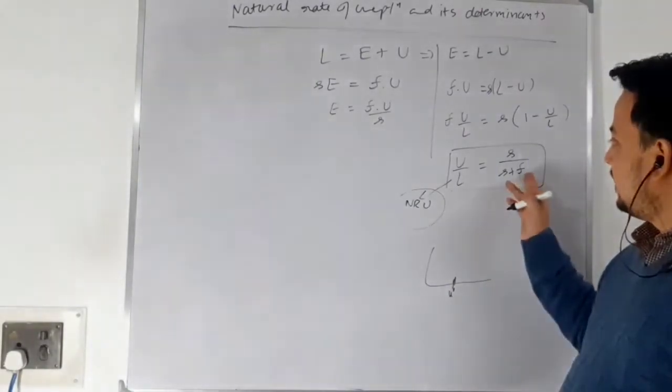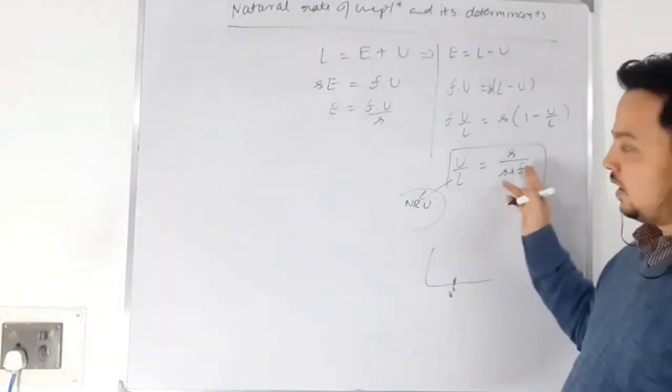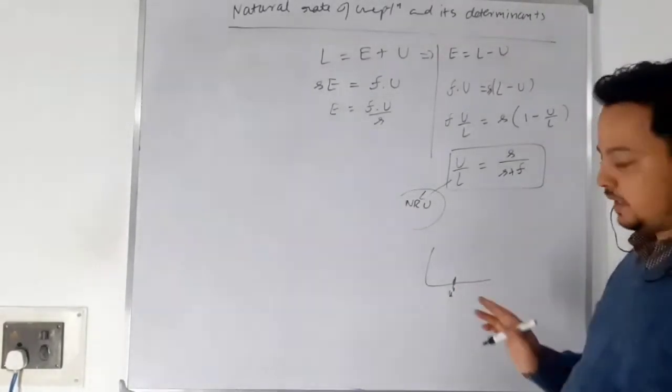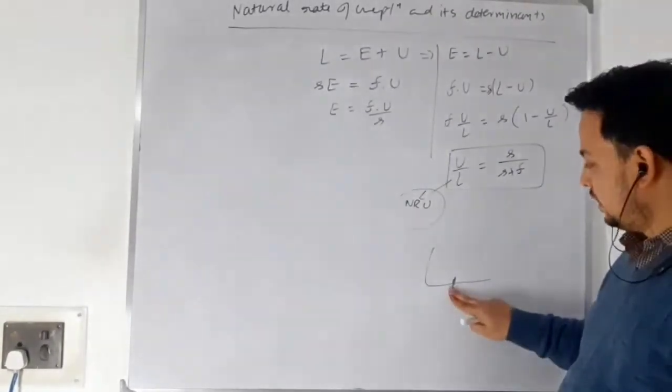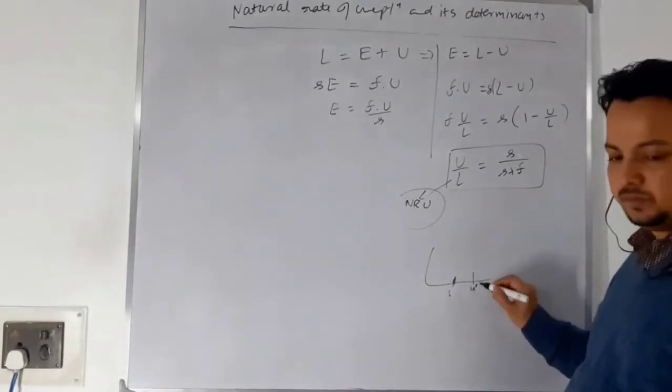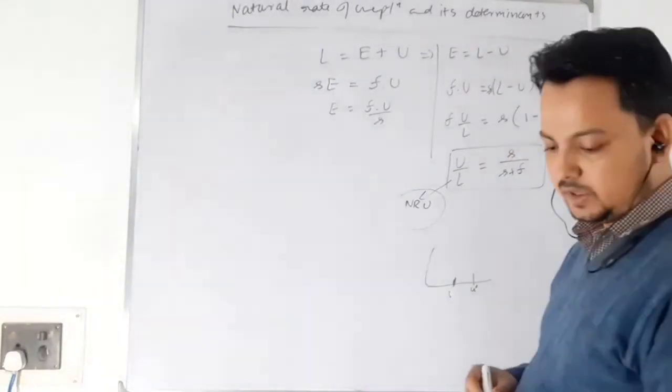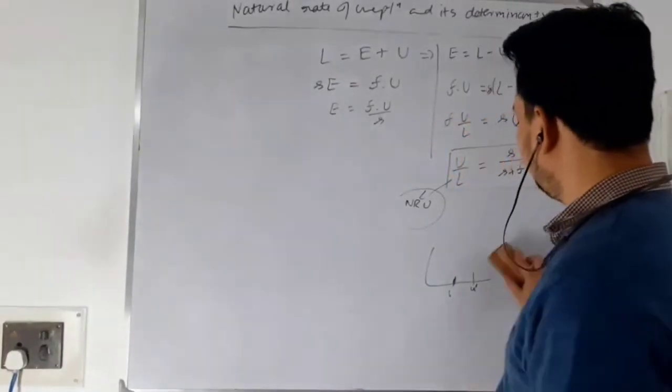If the rate of job finding is higher and the rate of job separation is lower, then the natural rate of unemployment will be at a lower level for that economy. It will depend on these two factors, small s and small f.